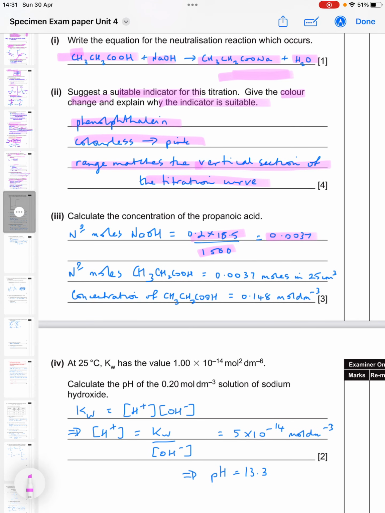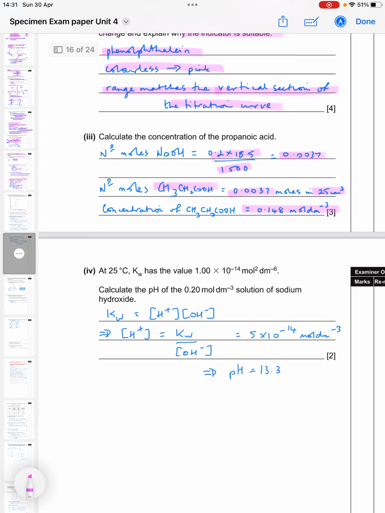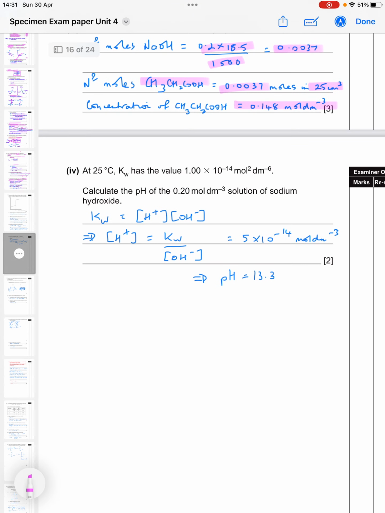Divide by 1,000, so 0.0037 moles of sodium hydroxide. It's going to be a 1-to-1 ratio, so we're going to have 0.0037 moles of the propanoic acid in 25 cubic centimetres. So overall then the concentration is 0.148 moles per dm cubed. So you're just multiplying that by 40 to get it up to the moles in a litre.